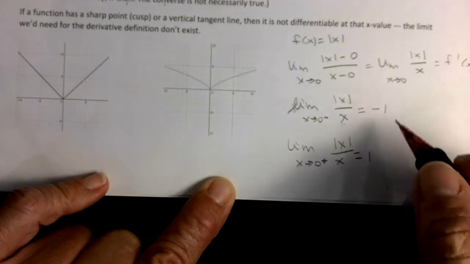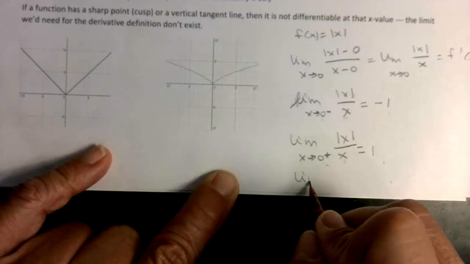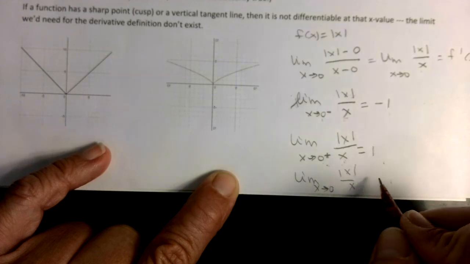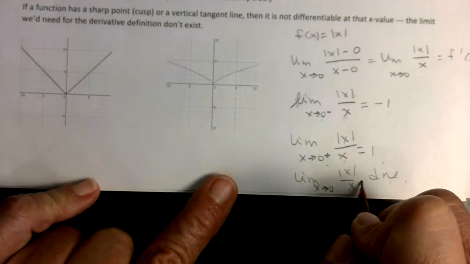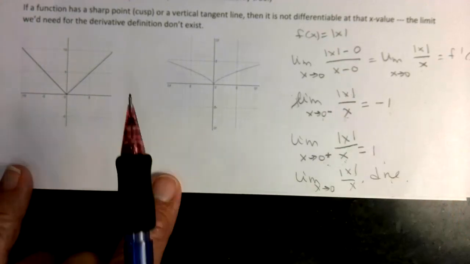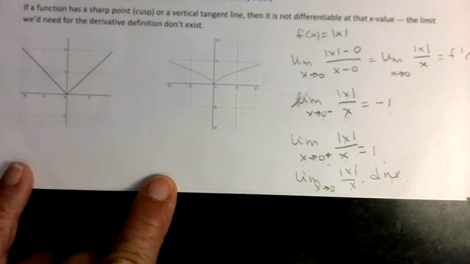Well, these two limits, as I come from the left and as I come from the right, are not the same. So the limit as x approaches 0 does not exist. So if the limit doesn't exist, then the derivative doesn't exist. So for a function to have a derivative, it has to be continuous and smooth.